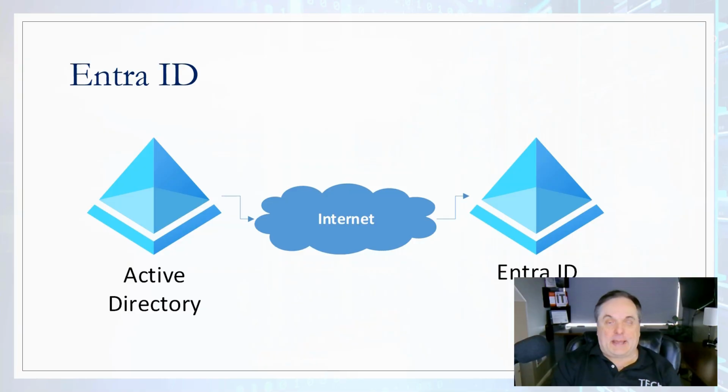So here you can see Active Directory, which is going to be on premises. It can synchronize with Entra ID. Now, this is a one-way synchronization where the users and the passwords are going to synchronize to Entra ID. From there, Entra ID can synchronize with Entra ID Domain Services as well as Microsoft 365. And you can see a little bit of that in the next slide.